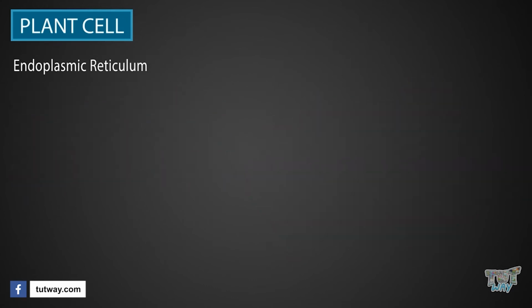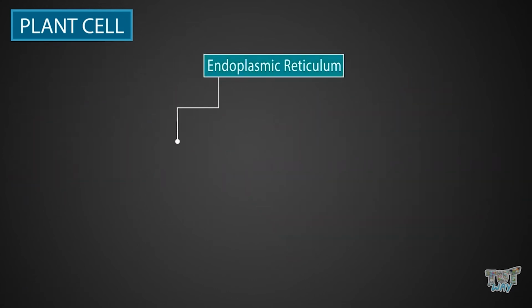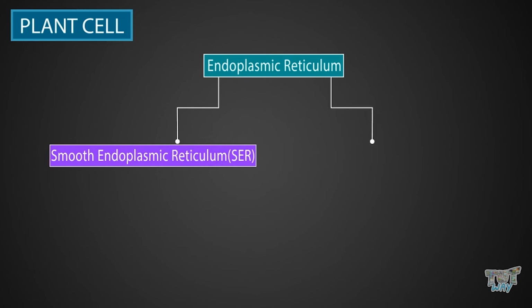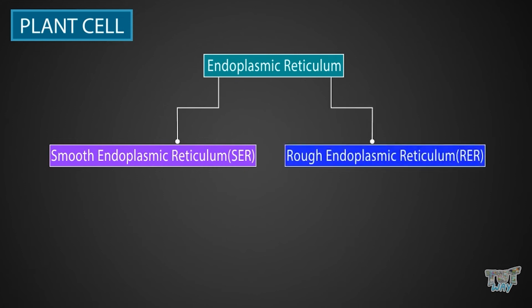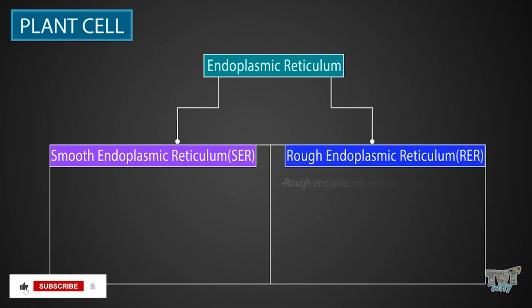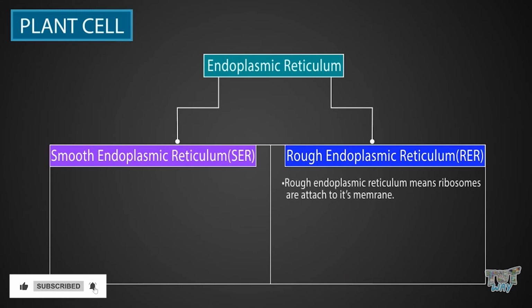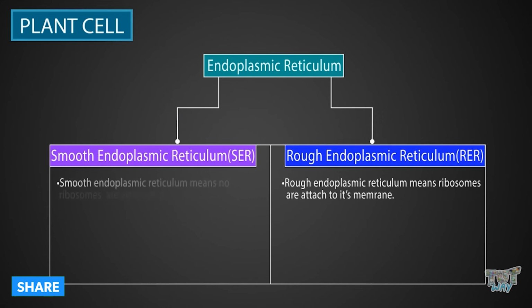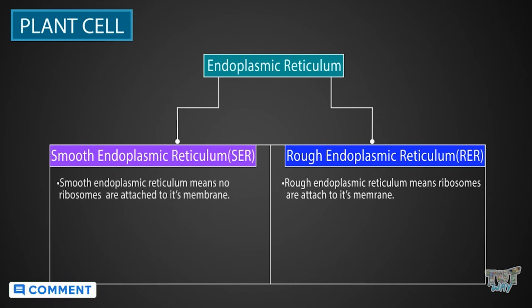The endoplasmic reticulum is of two types: smooth endoplasmic reticulum and rough endoplasmic reticulum. Rough endoplasmic reticulum means ribosomes are attached to its membrane. Smooth endoplasmic reticulum means no ribosomes are attached to its membrane.